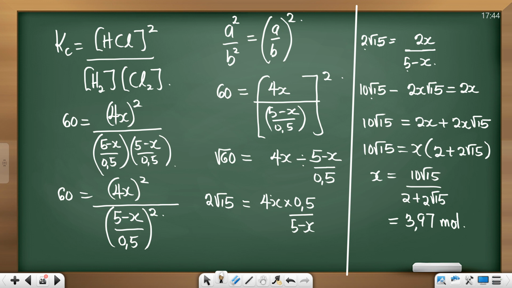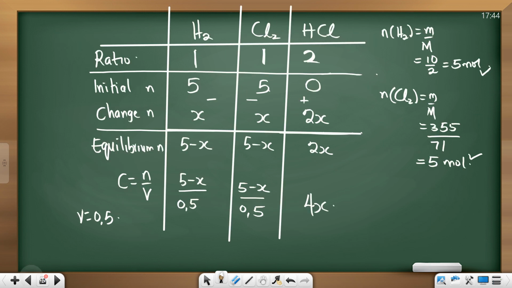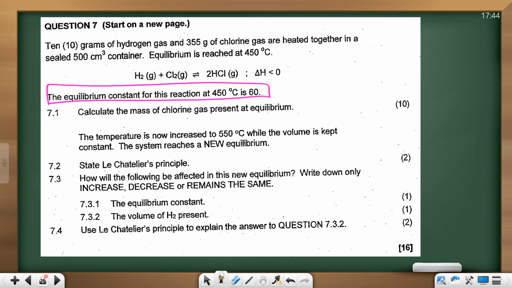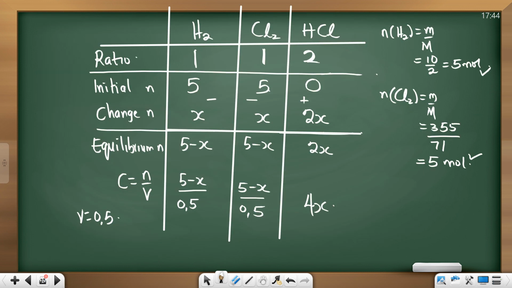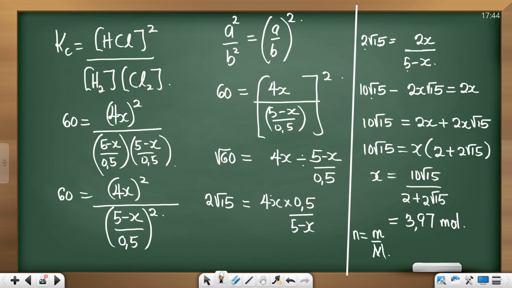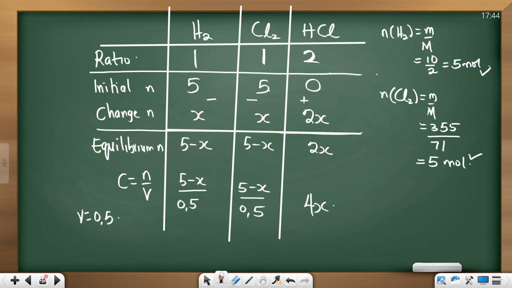But the question says find the mass. Now we know number of moles is mass over molar mass. What are we looking for? Mass of chlorine gas. That means I need to multiply this by 71, because they want the mass.